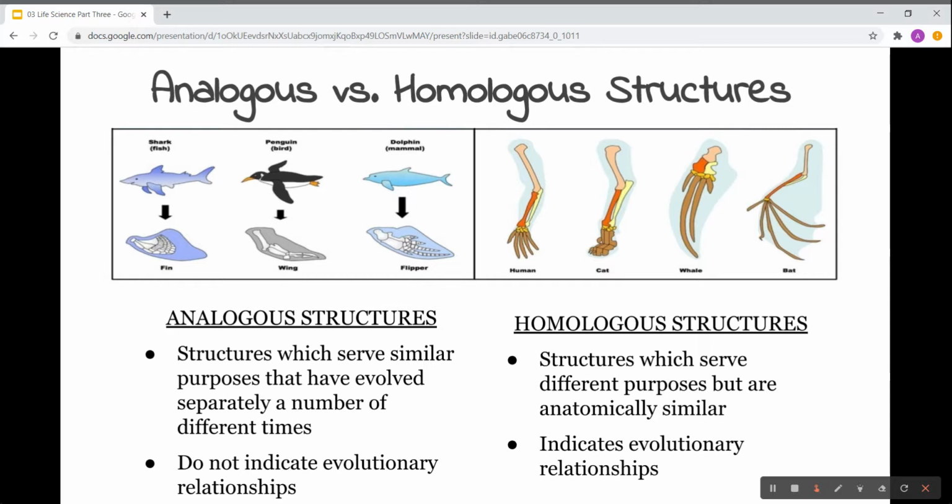Make sense? Kind of? Yeah. So analogous is similar purposes, different structure. Homologous is different purpose, similar structure.